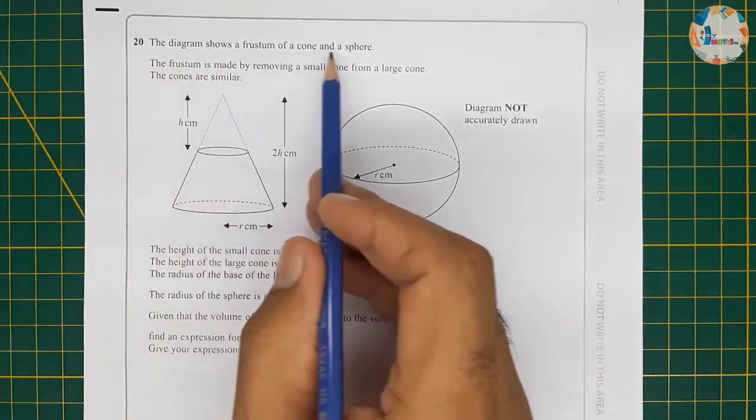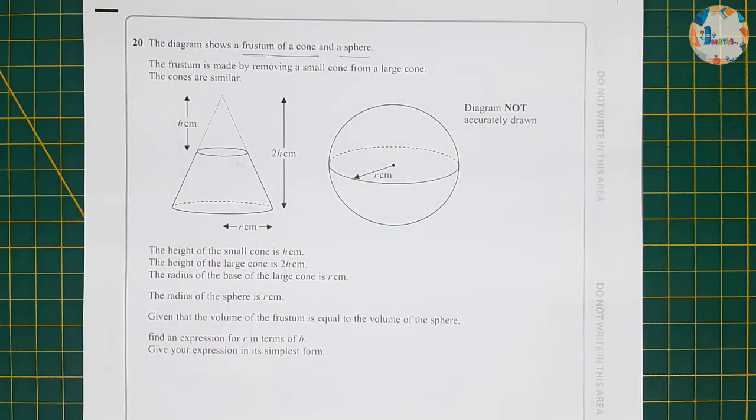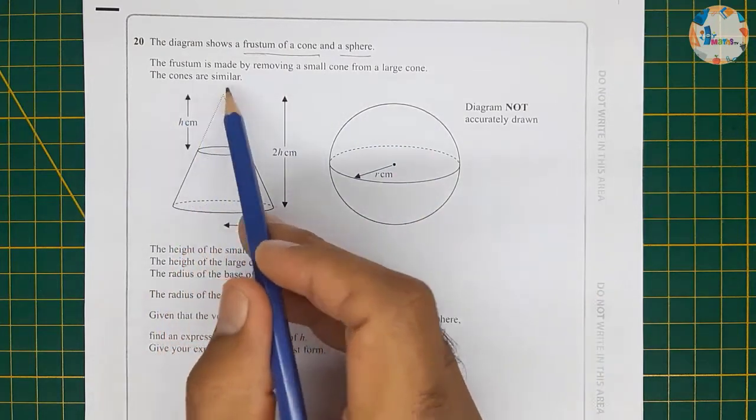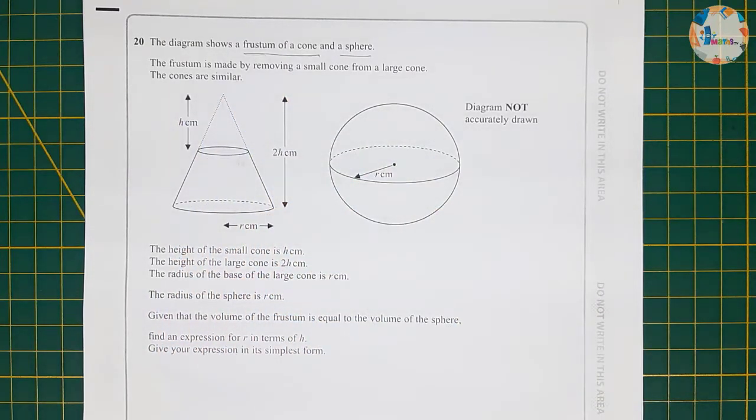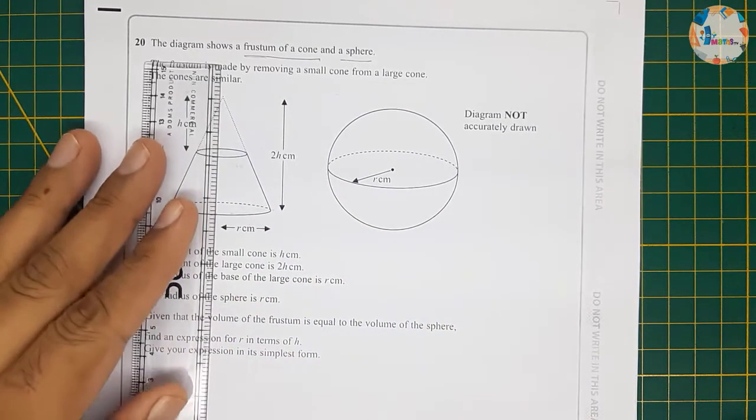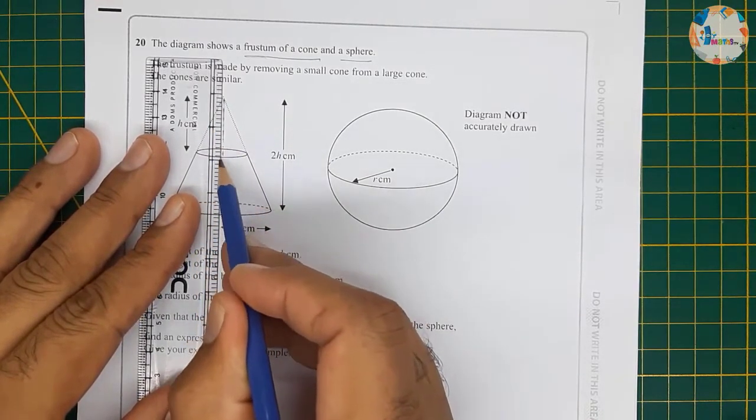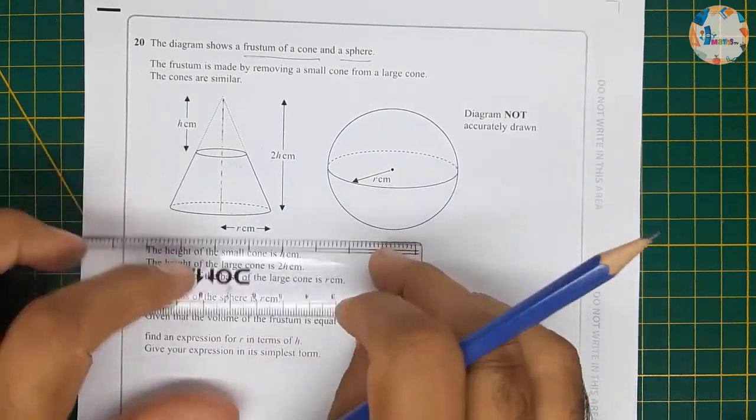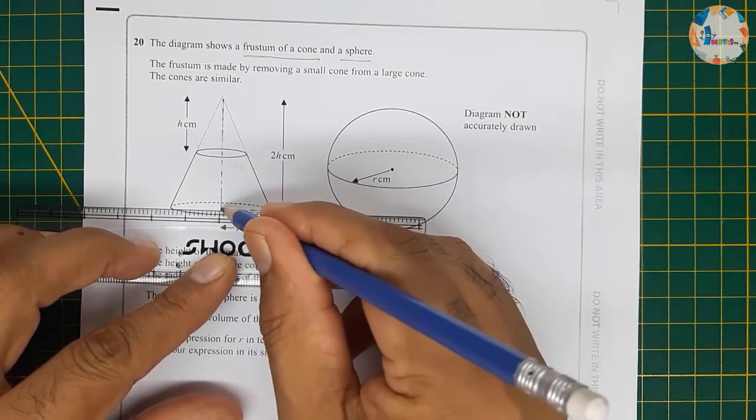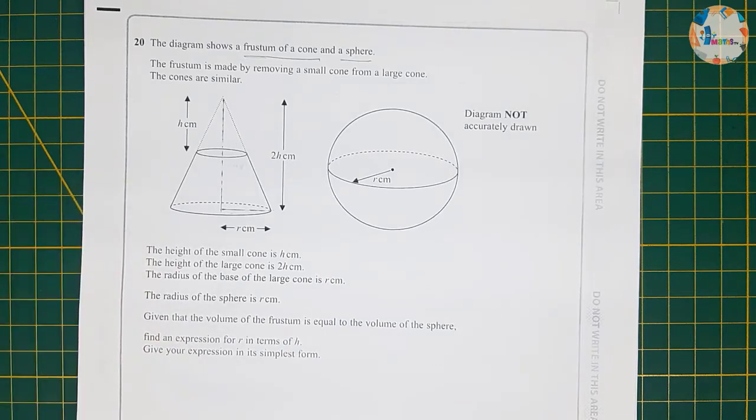Question number 20. The diagram shows a frustum of a cone and a sphere. The frustum is made by removing a small cone from a large cone. The cones are similar. So there are two cones, so we can just divide this one. This will be the perpendicular height and the radius, so we can complete the triangle for our understanding. This one is radius. So next we'll be going through the question.